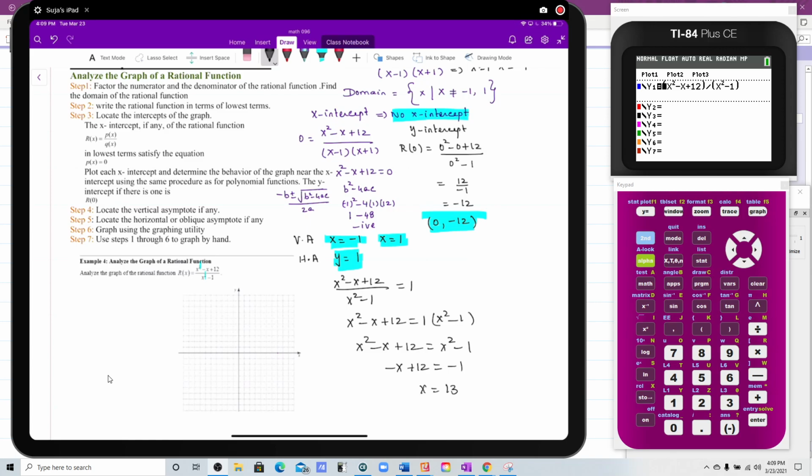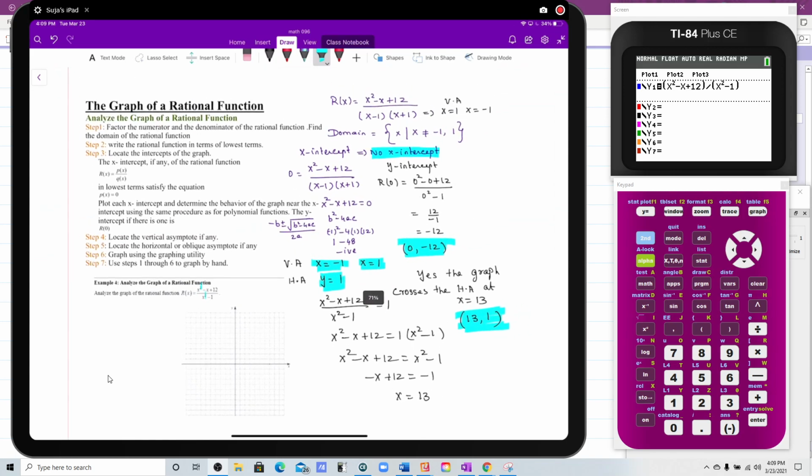So yes, the graph crosses the horizontal asymptote at x equals 13. So the point that I have to put is 13 comma 1, and I have to make sure that I label that in my horizontal asymptote.